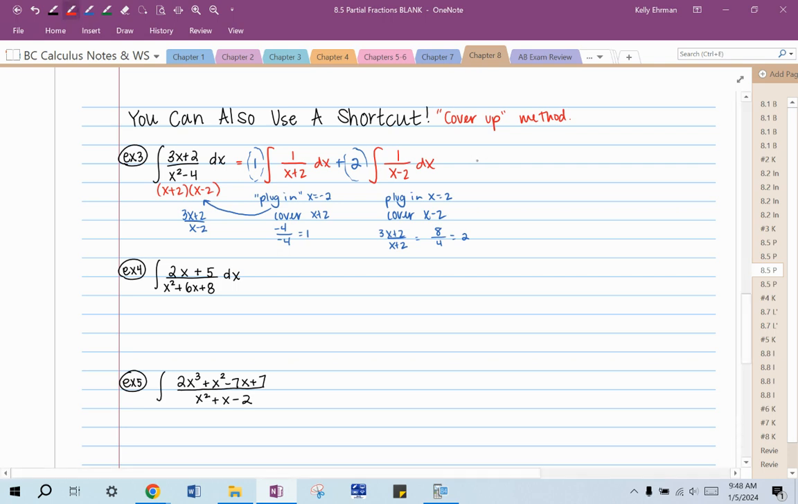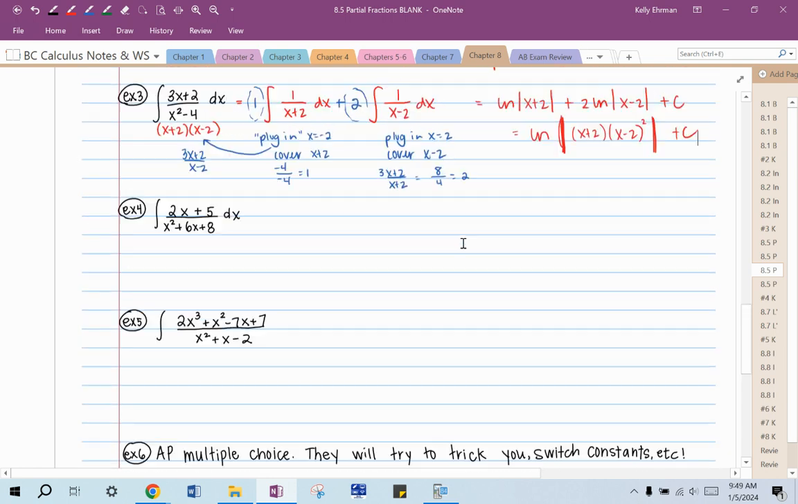From there, the calculus is the easy part. It's just, all right, integral of 1 over x plus 2, natural log of the absolute value of x plus 2, plus 2 times the natural log of the absolute value of x minus 2, plus c. Again, look out for condensing things like 2, a number in front of a natural log can become an exponent. This could be the natural log of the absolute value of x plus 2 times x minus 2 squared, plus c. You don't have to do the condensing on your own if this is a free response answer, but you might need to search for it if you're looking for multiple choice.